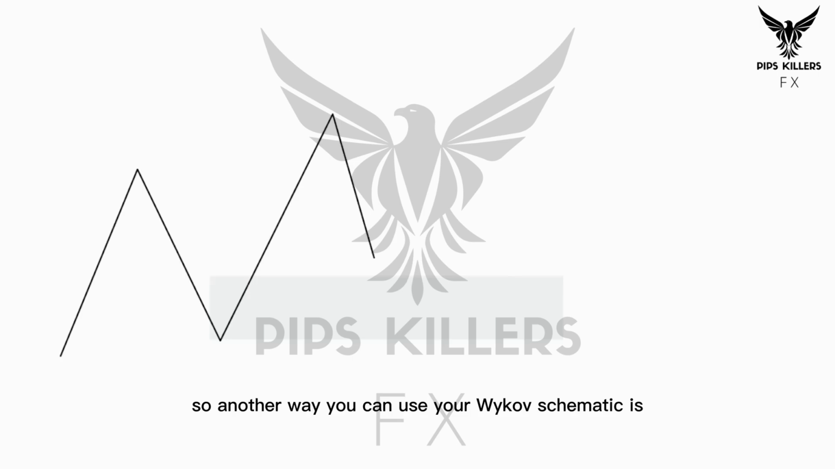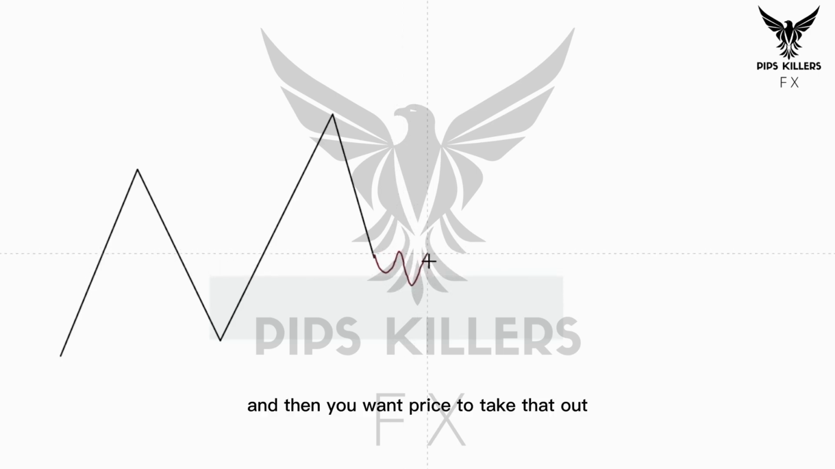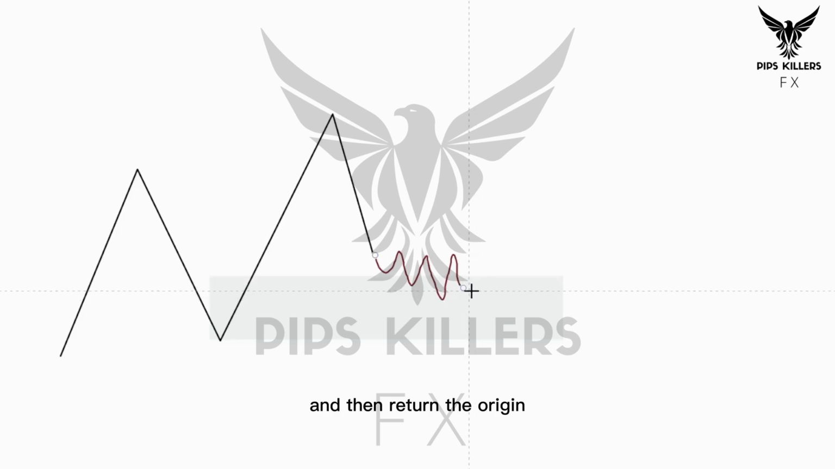So another way you can use your Wyckoff schematic is to use it as an entry confirmation. Let's say you have a discounted order block here. In this case, this is the 1 hour. You would go on your micro where you can see clear delivery, which would be, let's say, the 5 minute or the 1 minute, or maybe even the 3 minute. And you would want to see a Wyckoff schematic form as price approaches your order block, right? So you want to see a climax, you want to see a test, and then you want price to take that out and then return to origin, and your entry would be at your return to origin. This way you can confirm your order block.